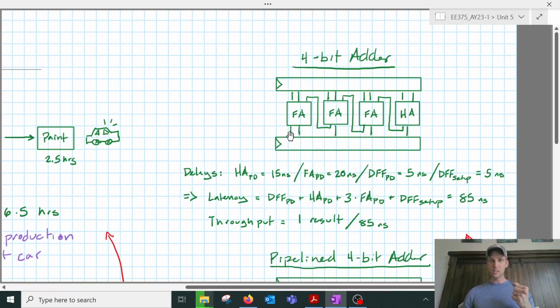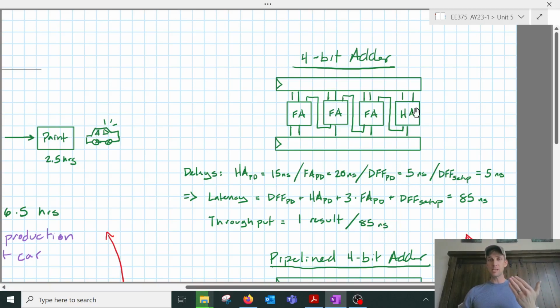And then this bit has to be ready prior to the setup of this next clock edge, right? So if I add all those together, that means 85 nanoseconds. It takes 85 nanoseconds for information to go from this register to this register. And that's the latency of the circuit. That's how long it takes for information to go from top to bottom. And in this version, it's non-pipelined, right? So the throughput is I get one addition result every 85 nanoseconds.